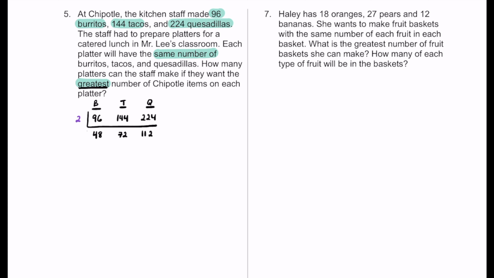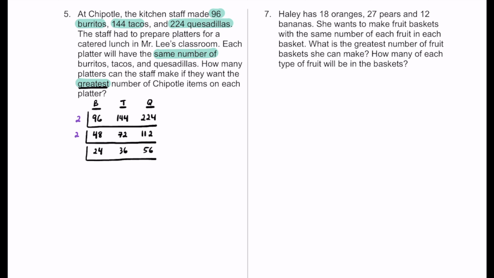All right, now can we go again? I think so, right? These are all even numbers, so we can definitely divide all by 2. All right, so I'll just do that because it's a little bit easier. Half of 48 is 24, half of 72 is 36, and half of 112 is 56. All right, they're all even, so we can definitely go again.